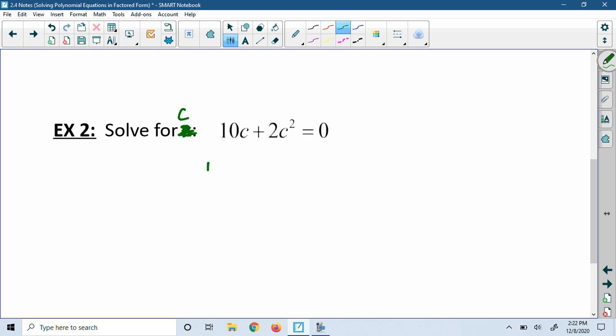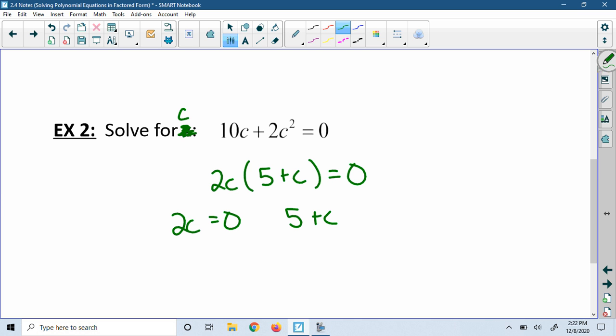Okay, greatest common factor, whoops. 10 and 2. The biggest number I can divide those by is 2, and then I can pull a c out. So I'll have 5 plus c left over when I pull out the greatest common factor of 2c. Now that it's factored, I can use the zero product property to set each one equal to 0.